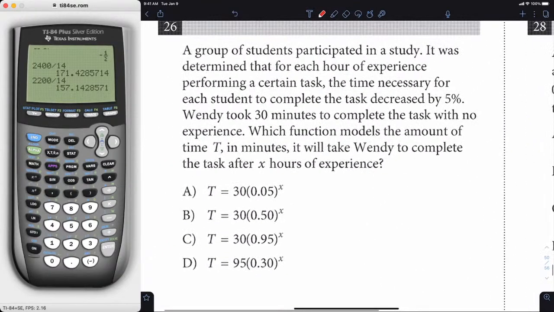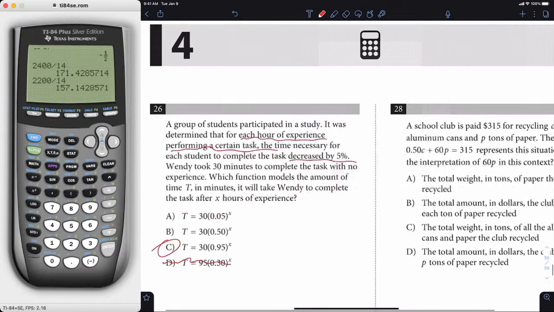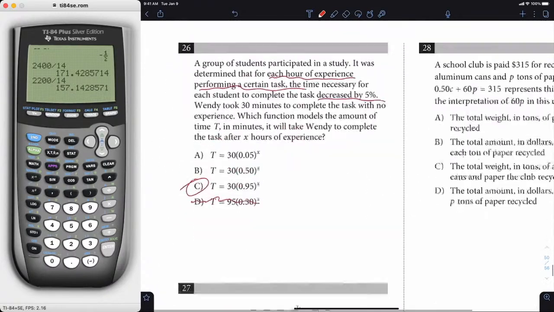Group of students participated in the study. It was determined that for each hour of experience performing a certain task, the time necessary for each student to complete the task decreased by 5%. Wendy took 30 minutes to complete the task with no experience. Okay, I like that. That means this is out, because remember this number in front is going to be our starting value. If it's decreasing by 5%, that means it's C. That was 26, 27. Okay.